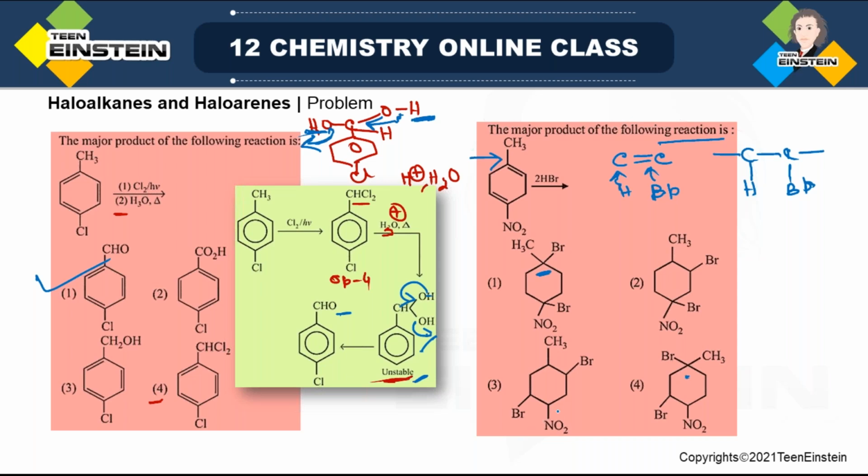But among 1 and 4, what is the difference? Here Br is attached to the carbon which contains the NO2 group. Here Br is attached to the carbon which is not attached to NO2. But how to decide? Again I am saying, if you are simply blindly following Markovnikov rule, you will reach the wrong answer. Because according to Markovnikov rule, this carbon contains no hydrogen and this carbon contains 1 hydrogen. So the negative part should be attached to this carbon, and according to that, the correct answer should be this one. But no, this is not the correct option. Now why is it so?